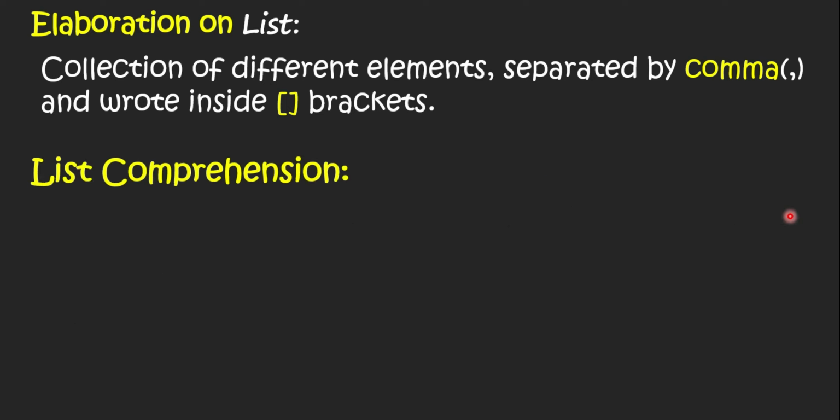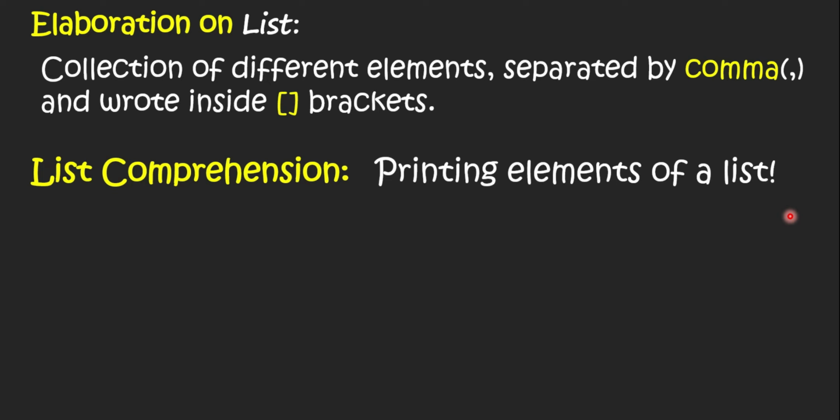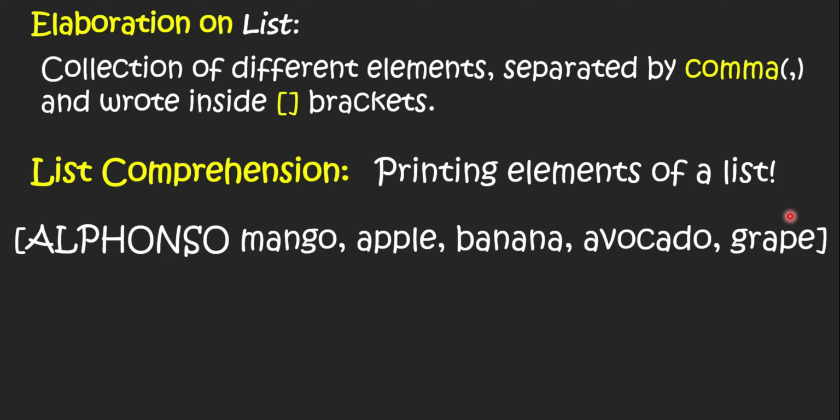Easy. Now let's understand list comprehension. It is printing all the values, all the elements inside a list. I will explain it with the code. So this is an example. The very first element, that is at index position 0, is Alfonso mango.